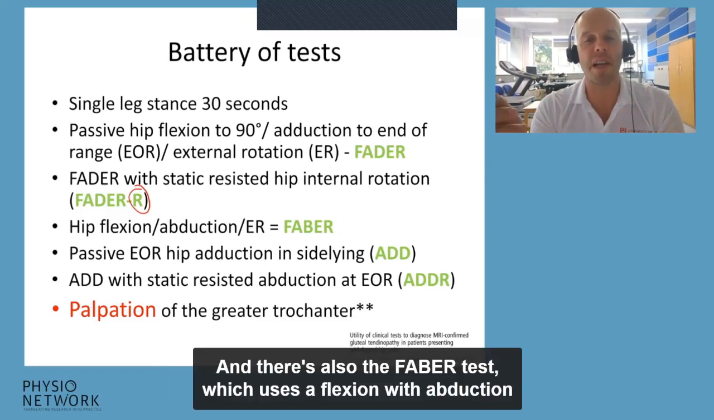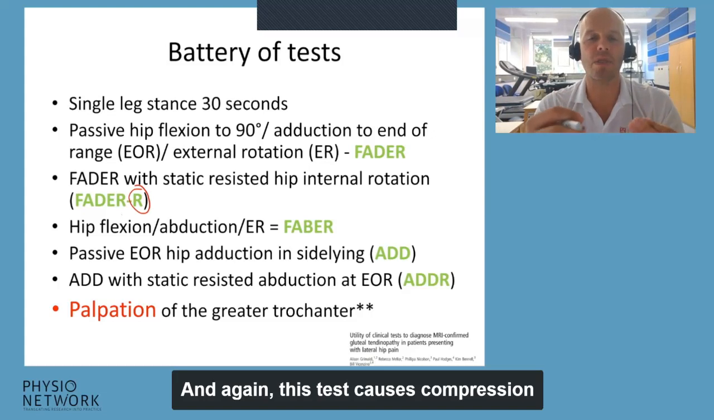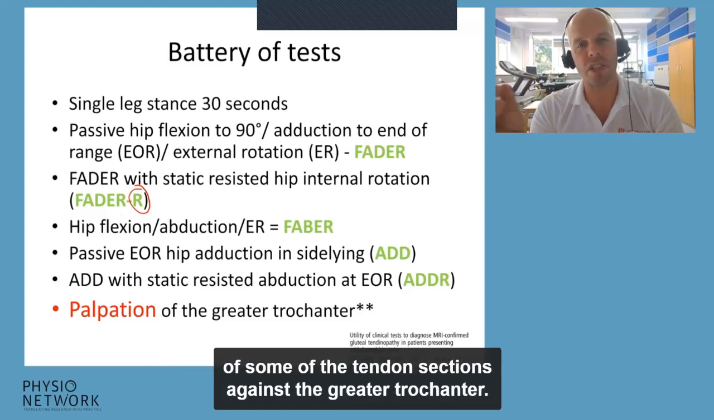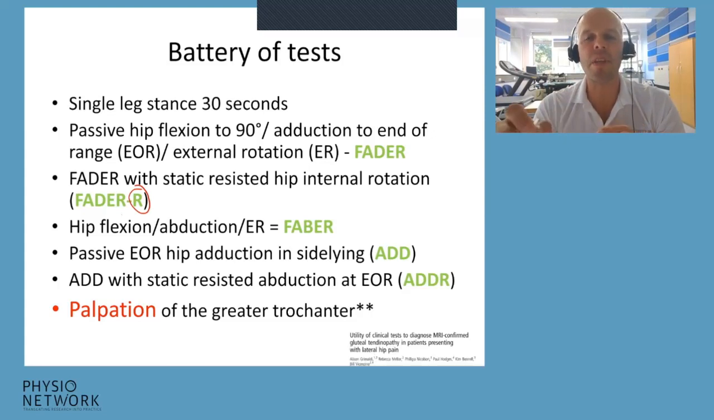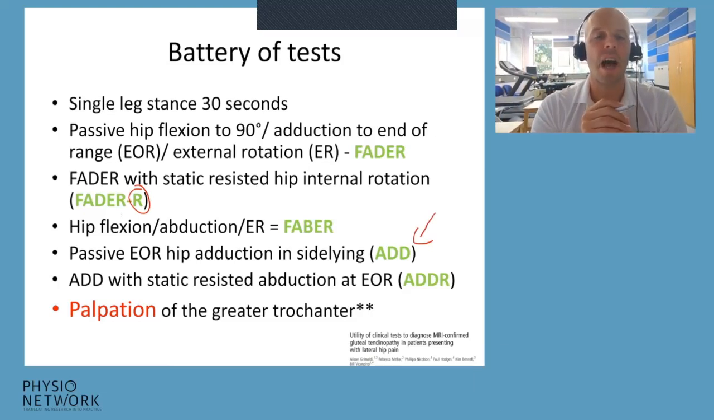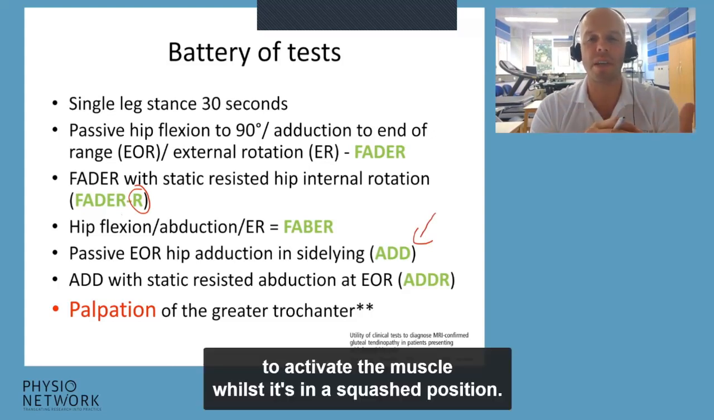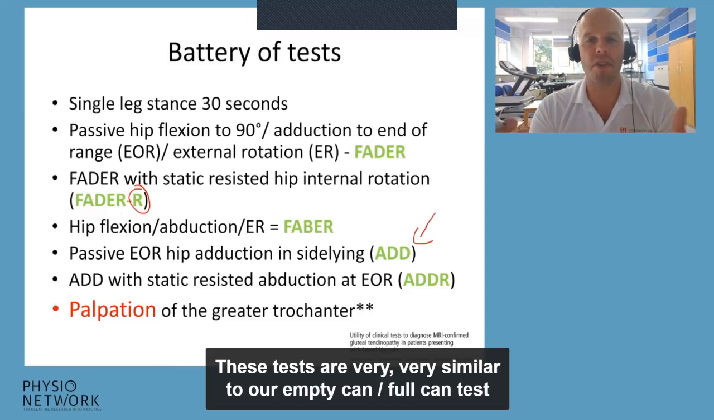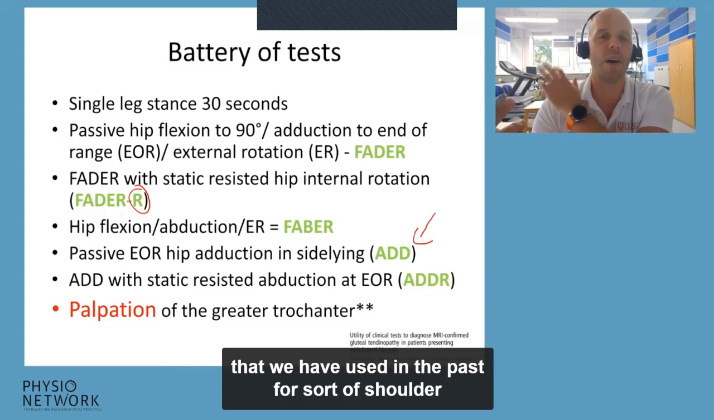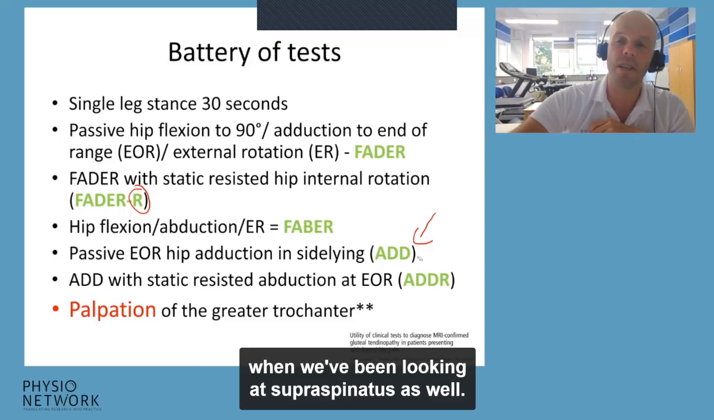There's also the FABER test, which uses a flexion with abduction instead of the adduction in the FADER. Again, this test causes compression of some of the tendon sections against the greater trochanter. The adduction test is very much like Ober's, the old ITB stretch test, and we do the same movement with resistance built in to activate the muscle whilst it's in a squashed position. These tests are very similar to our empty can, full can tests that we have used in the past for shoulder rotator cuff related disorders when looking at supraspinatus as well.